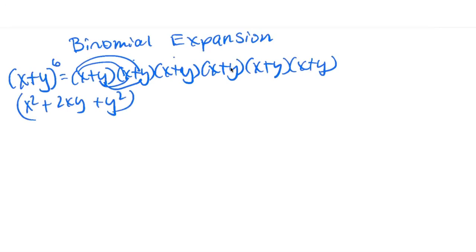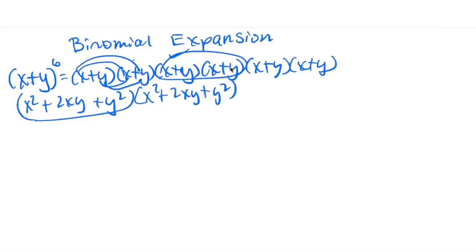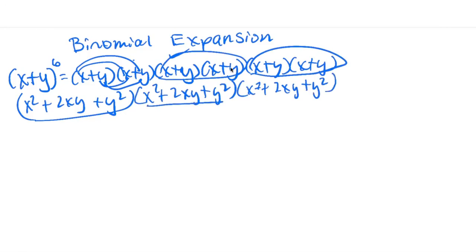And then instead of multiplying this one times this one, I know that this is also the same thing, x squared plus 2xy plus y squared. And I have another one of those, x squared plus 2xy plus y squared. Okay, all the while hoping I don't make a careless mistake. All right, now I'm going to multiply these two, and that gives me x to the 4th plus 2x cubed y plus x squared y squared.